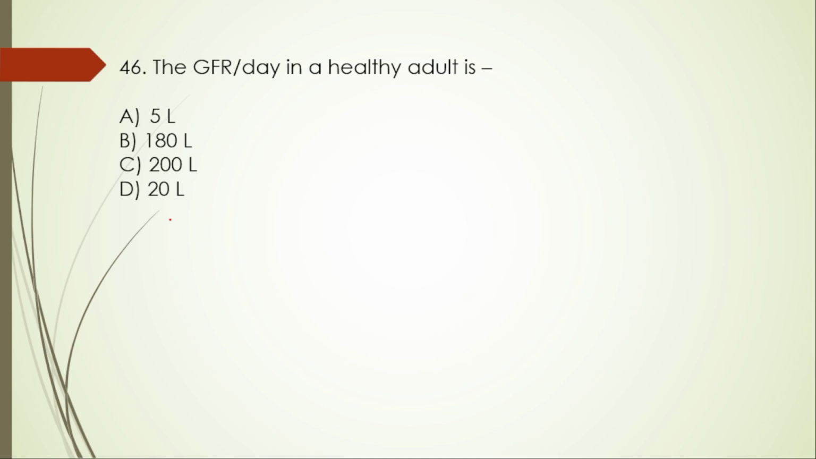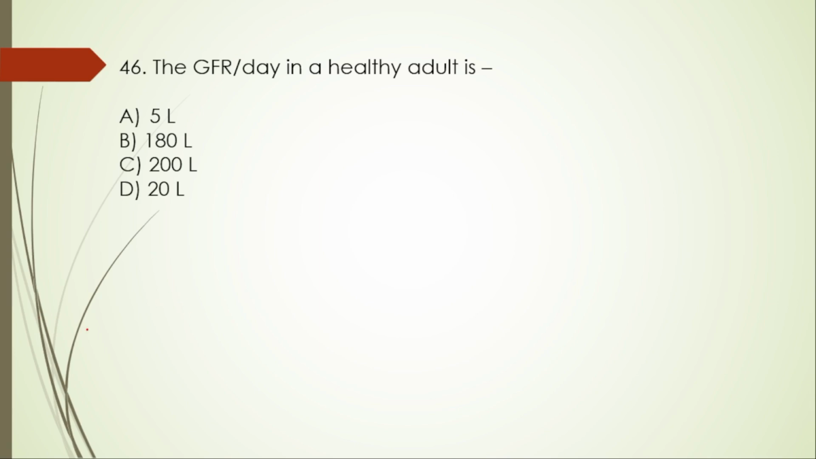Next, 46th one. The GFR per day in a healthy adult, that was per minute, this is per day. Option A, 5 liter. Option B, 180 liters. Next, C, 200 liters, and then D, 20 liters. The standard rate in a healthy adult, that is GFR, is approximately 125 milliliter per minute, I said.